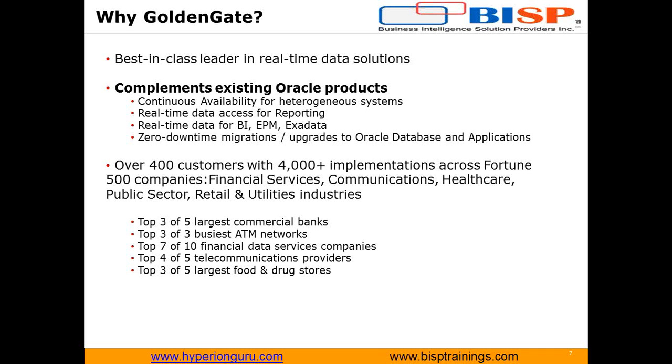Now, over 400 customers. These statistics are taken from the Oracle site, and these statistics are quite old, maybe 2010. So right now it may have increased. Top 3 of 5 largest commercial banks are using Goldengate. Top 3 busiest ATM networks are using Goldengate. Top 7 of 10 financial data services companies are using Goldengate. Top 4 of 5 telecommunications providers are using Goldengate. And top 3 of 5 largest food and drug stores are using Goldengate.